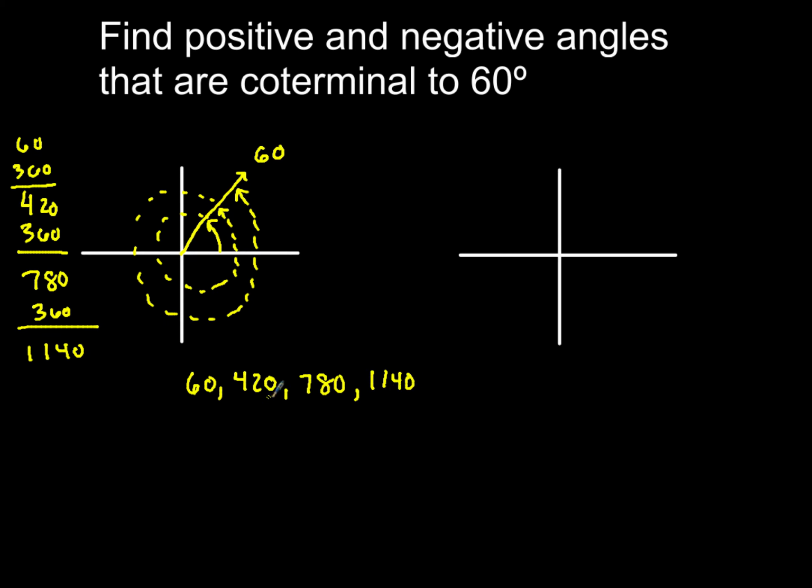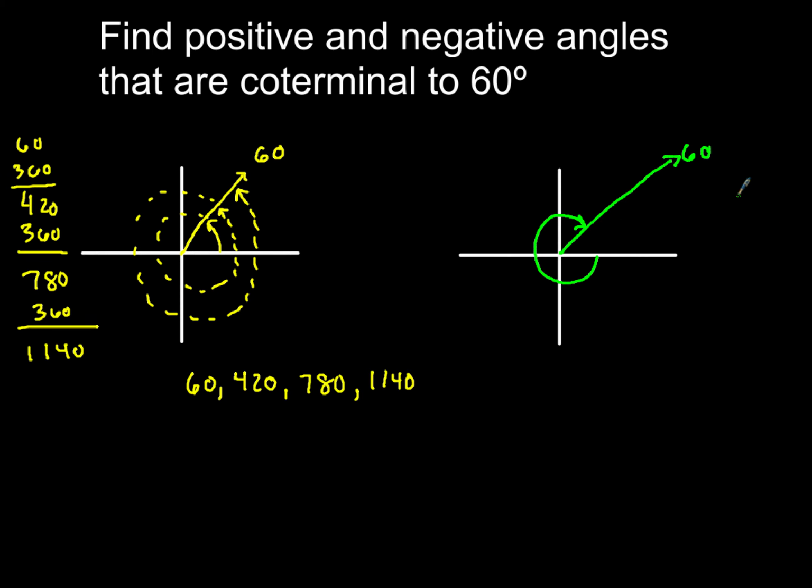They're also coterminal with each other. 420 degrees and 780 degrees are coterminal angles. Any pair of numbers in that group are coterminal to each other. Now the other thing I could do is move in a negative direction. If we move in a negative direction, that means we're going to start at the x-axis and move in a clockwise direction.